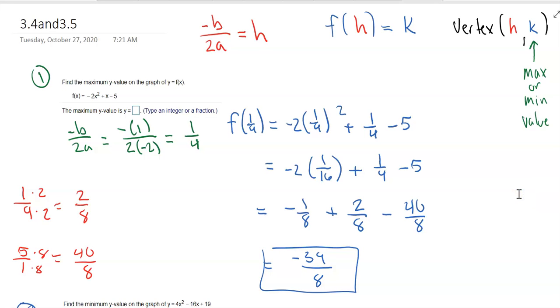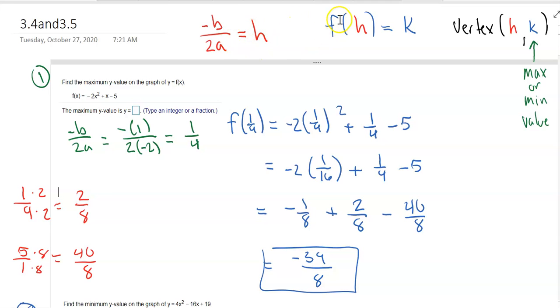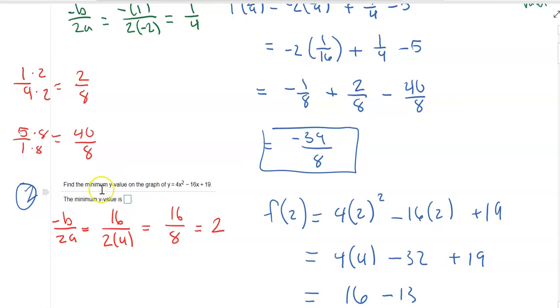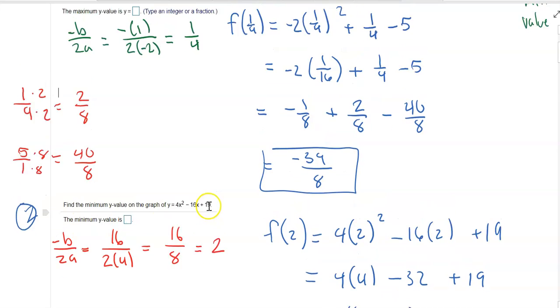Yo, yo, yo, here we are looking at 3.4 and 3.5, where we're going to be looking at finding the vertex, which in turn is finding the max or minimum value of a parabola. And that depends on the a value. So if the a is negative, we know we have a frowny face, and we know we're going to have a maximum y value. And if the a is positive, then we know we're going to have a smiley face, and that way we know we'll have a minimum value.